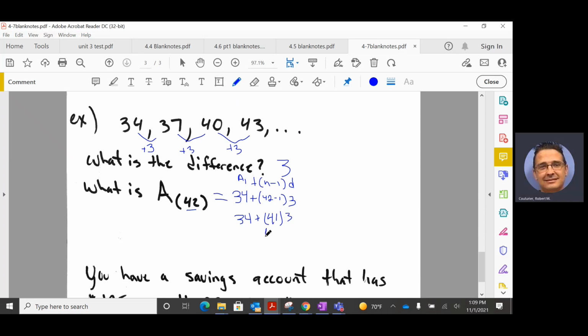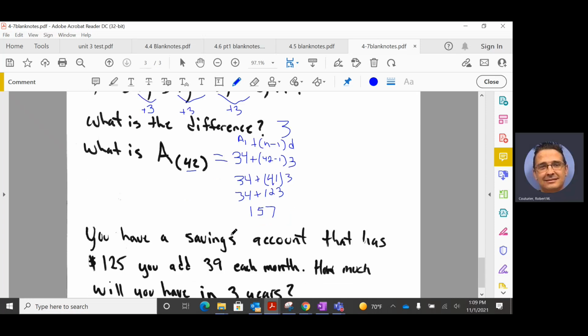is 123, plus 34. And then the last thing, add that 34. So the 42nd term, if we kept doing this 42 times, we would end up with 157 as the 42nd term. Let's see something more practical.